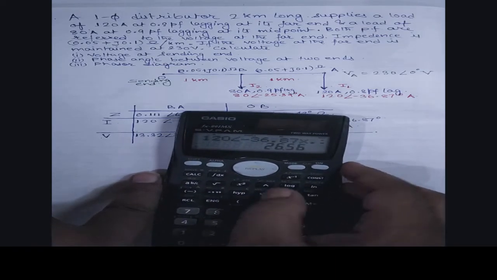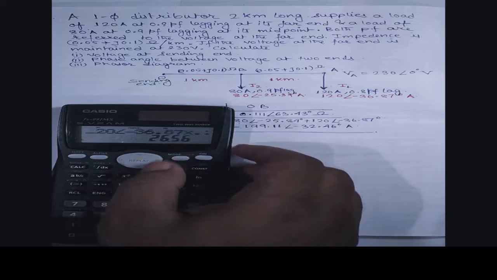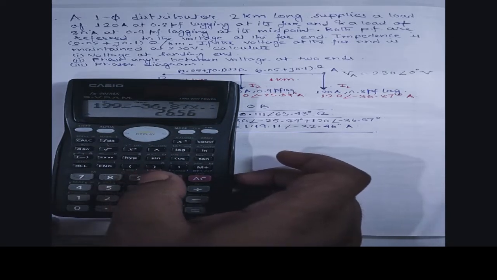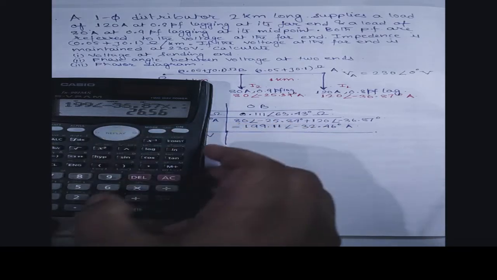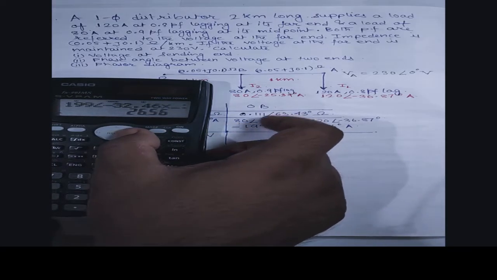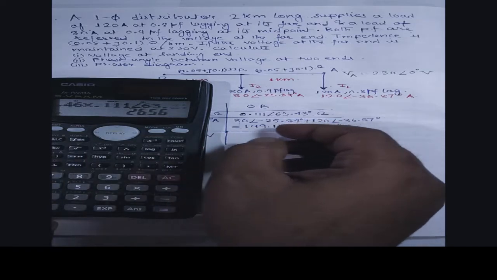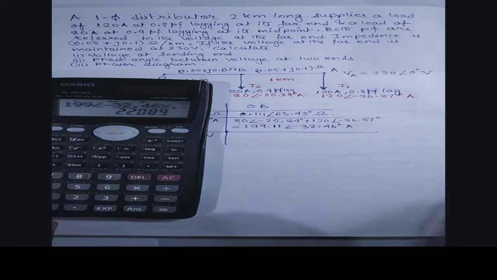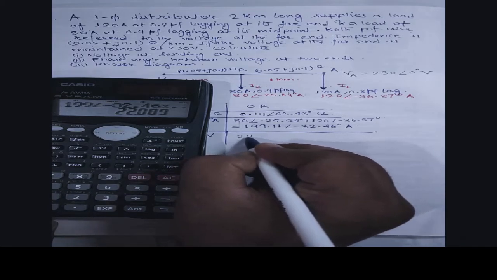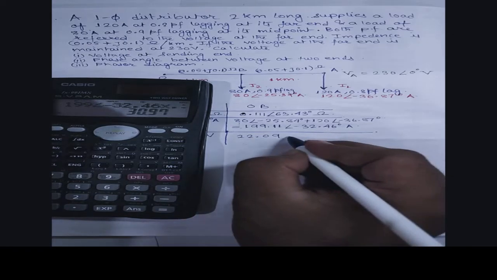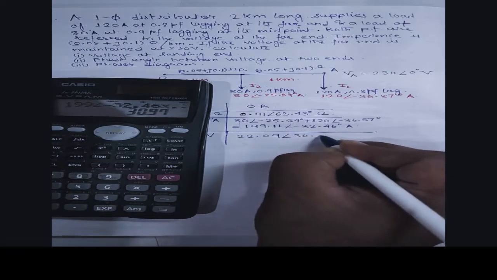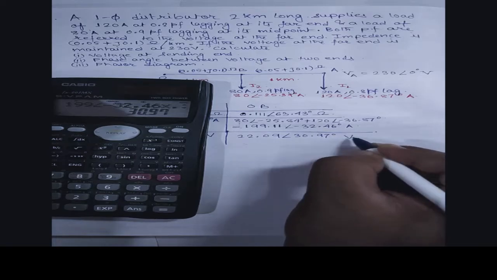So let us do that also. So this current is what? 199 at an angle of minus 32.46, into the remaining. So this comes out as 22.09 at an angle of 30.97 degree voltage. Okay. Now what will be the voltage?